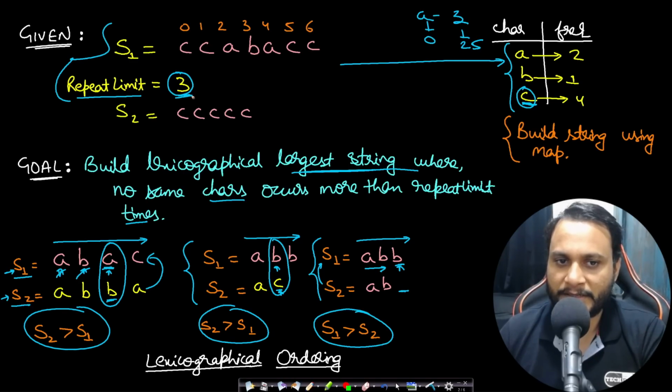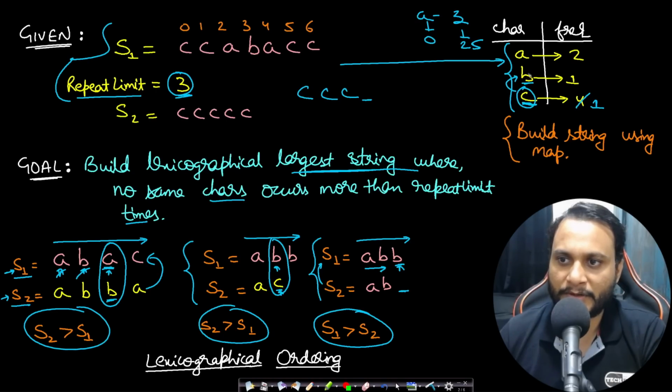So in this case the limit is 3, so I'll pick c 3 times. If the frequency of c was less than 3, then I will pick c fewer than 3 times, right? I cannot pick more than repeat limit times, but if I have less frequency, I'll pick fewer times. You pick c 3 times and then change the frequency to 1. Now the next character cannot be c. So I'll pick the next best option, which is b.